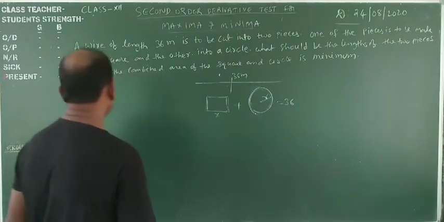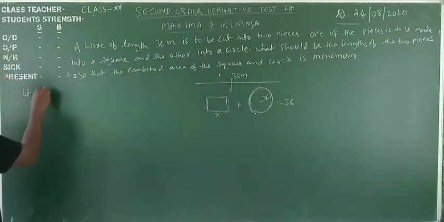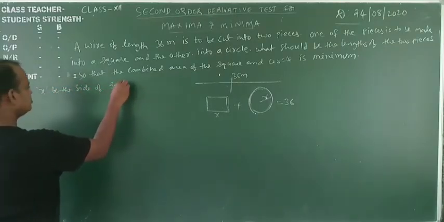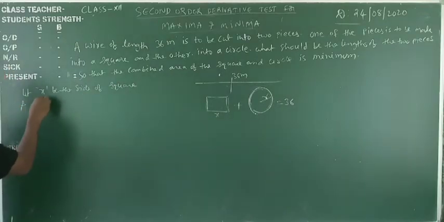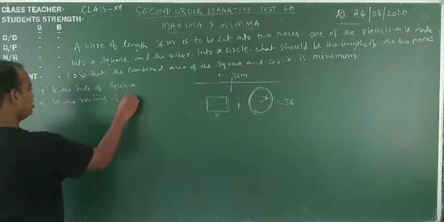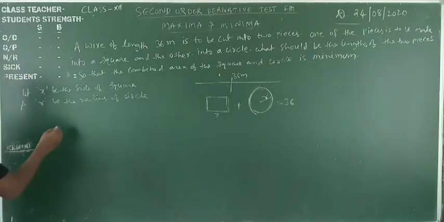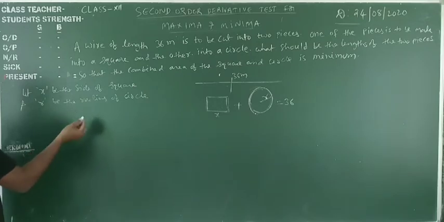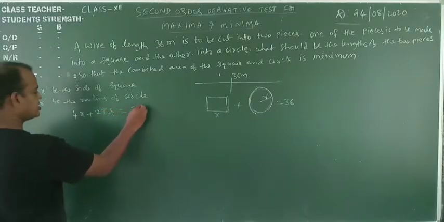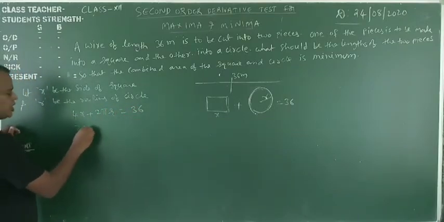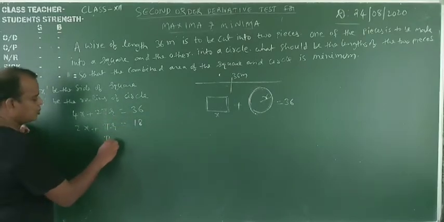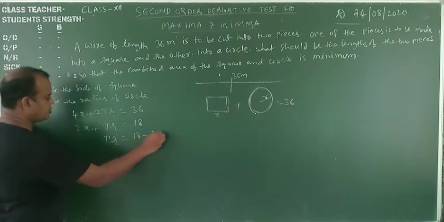Let x be the side of a square and r be the radius of the circle. Don't confuse. Now, the sum of the perimeters is 4x plus 2 pi r, which is equal to 36. Now, taking 2 common, 2x plus pi r is equal to 18. Okay, my dear students. Now, pi r is equal to 18 minus 2x.